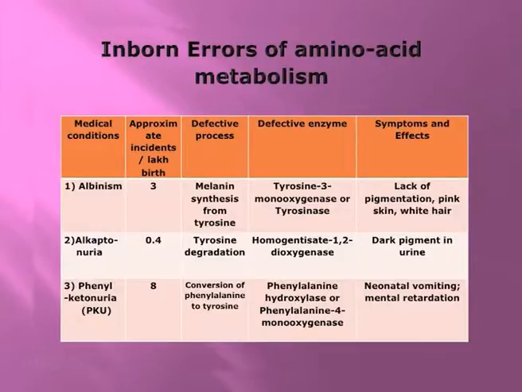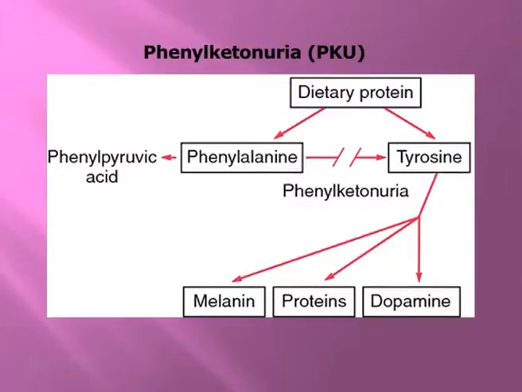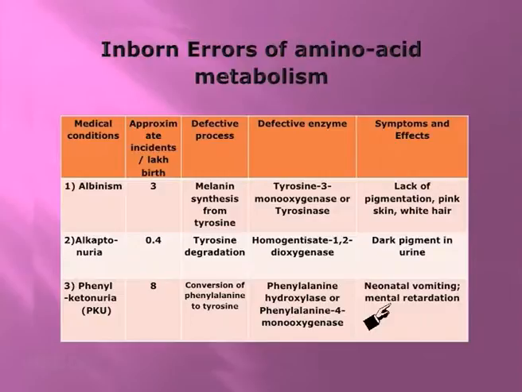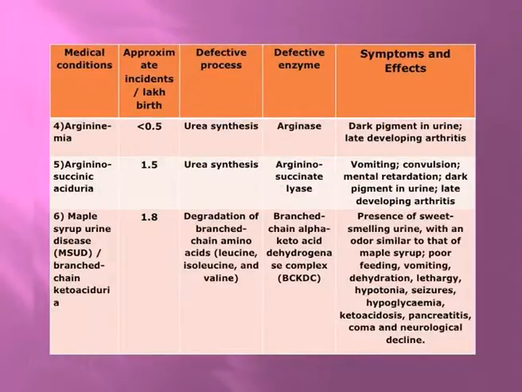The third inborn error of metabolism and one of the important inborn errors is phenylketonuria. As the name suggests, it prevents the conversion of phenylalanine to tyrosine, and the enzyme deficient is phenylalanine hydroxylase. The symptoms include neonatal vomiting, mental retardation, etc. Other inborn errors of metabolism include argininemia, argininosuccinic aciduria, maple syrup urine disease, and many others.